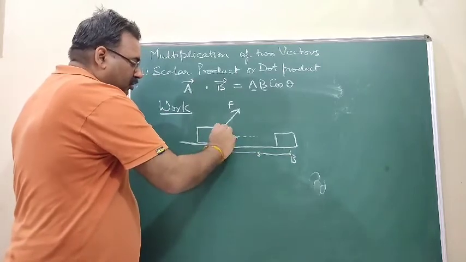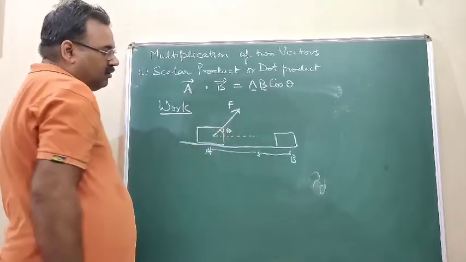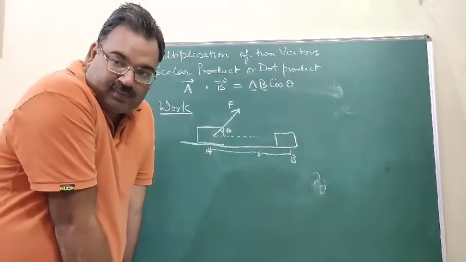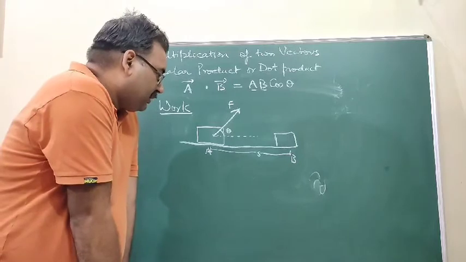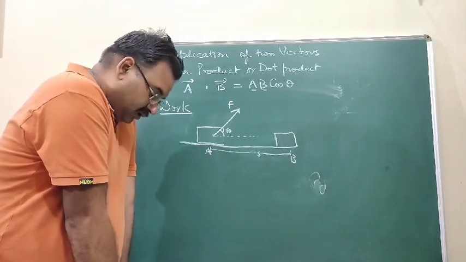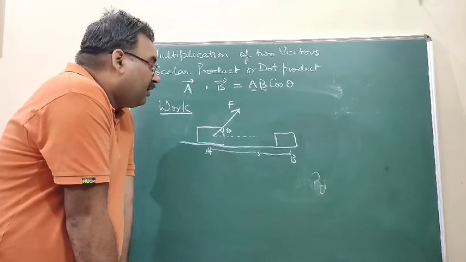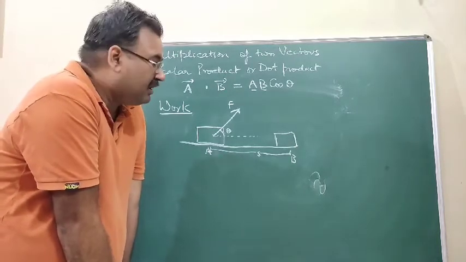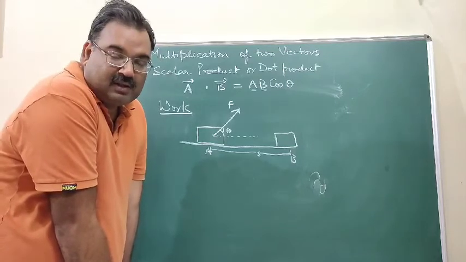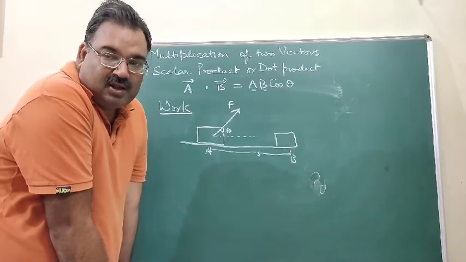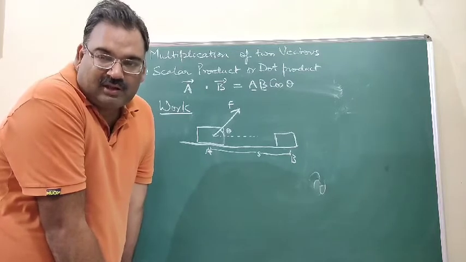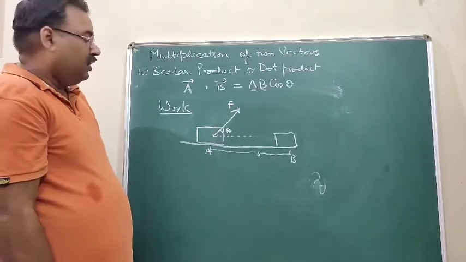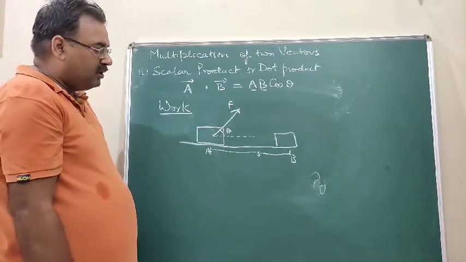Let us take the angle. The angle with the horizontal is theta. The force is acting at an angle theta to the horizontal, or to the displacement. So what we will do, we will find out the component of the force in the direction of the displacement. We will take that part of the force which is being used in the displacement, or which is working in the direction of the displacement. So what we will do, we will resolve this force into two components.